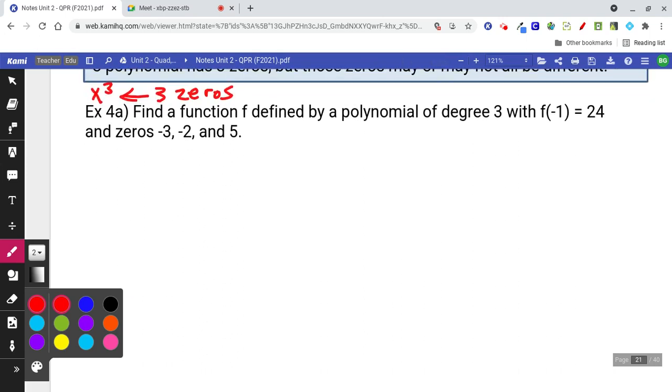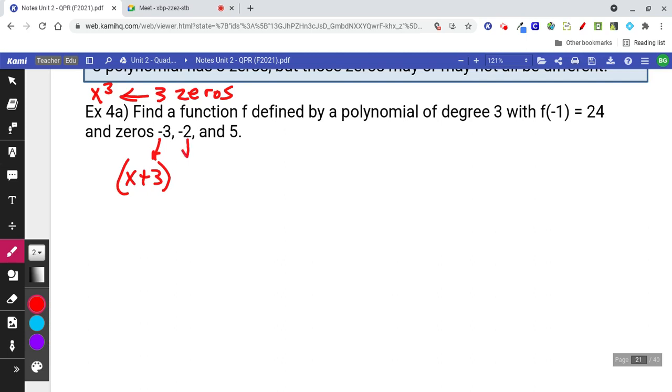Okay, number 4a. Switching gears here. Find a function f defined by a polynomial of degree 3, so that means x to the third, with f of -1 equals 24 and zeros -3, -2, and +5. All right, this starts off okay, because a 0 of negative 3 means a factor of x plus 3. And a 0 of negative 2 means a factor of x plus 2. And a 0 of 5 means a factor of x minus 5.